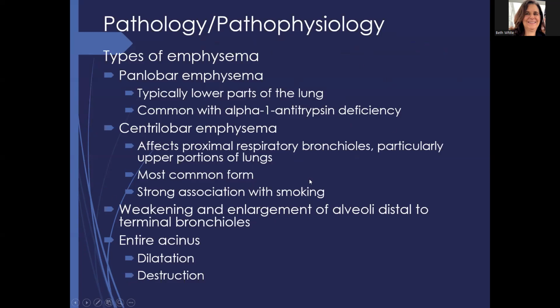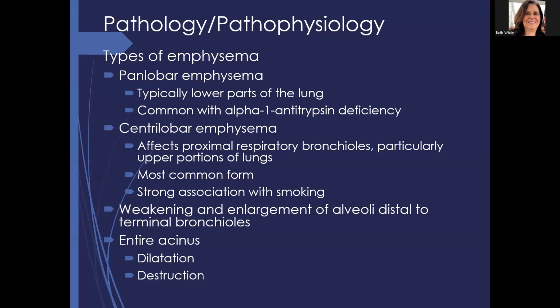So there are different types of emphysema that we're going to talk about, and I'm going to go over them not in a lot of detail. The first type is panlobar emphysema. This happens in the lower parts of the lung. And this is the type of emphysema that is common with alpha-1 antitrypsin deficiency. So alpha-1 antitrypsin deficiency starts in the lower parts of the lung.